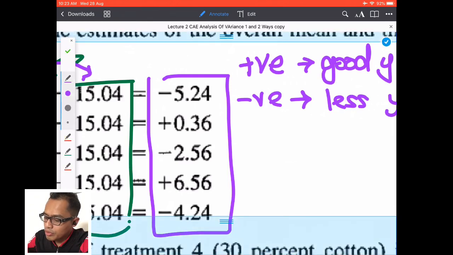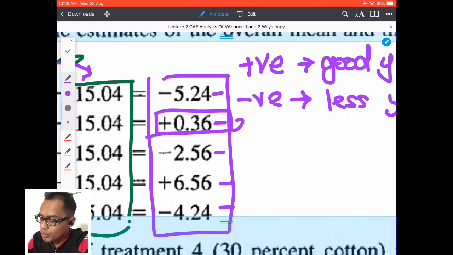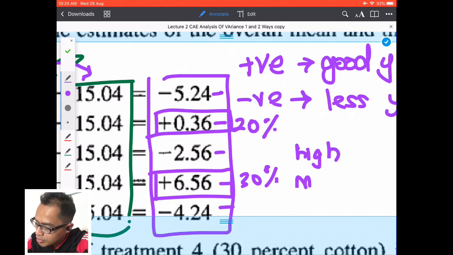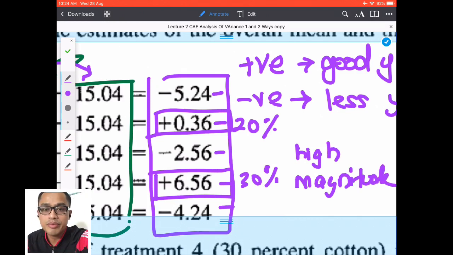The first one is for 15, 20, 25, 30, and 35. The positive ones are for 20 and 30%. Just like the graph in the engineering graph just now, 30% is the best. Why? It is positive and it has the high magnitude, 6.56, which means 30% of cotton is the best. What's the next best? Which is 20% at plus 0.38. This is no unit, this is a dimensionless number.